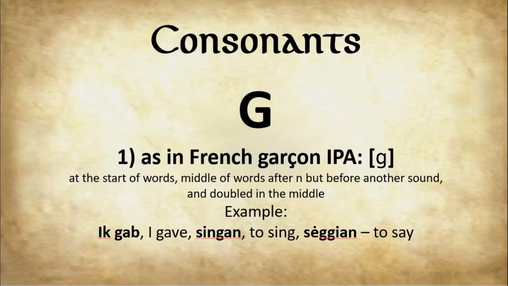Let's do it. So number 1, G makes a G sound, as in French garçon, at the start of words, in the middle of words after N but before another sound, and doubled in the middle. So we have ik gab, I gave, singan, to sing, seggian, to say.